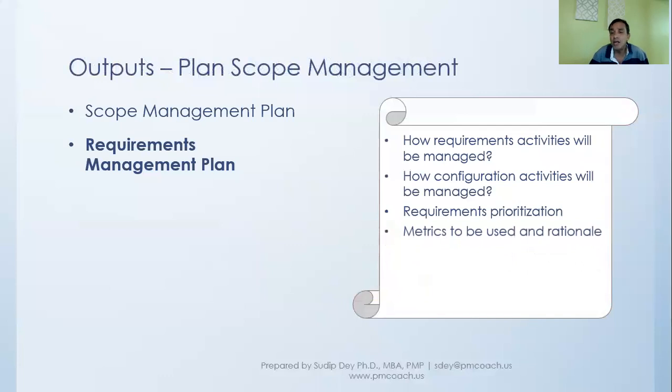And then what kind of metrics will be used to measure, and what is the rationale behind using those metrics, and what will be the traceability structure. We'll talk about this in a little more detail in terms of the traceability, but essentially what it means is we will have a mechanism, a structure to ensure that we are addressing all the requirements at every stage of the project, so that we don't miss out any of the requirements as we move through.